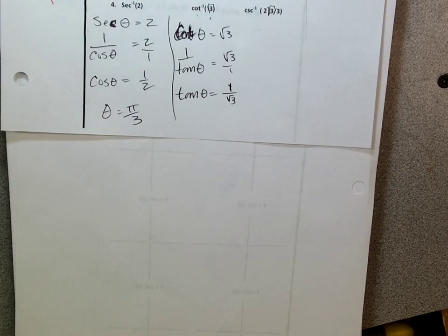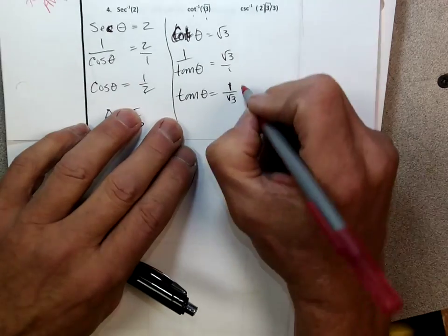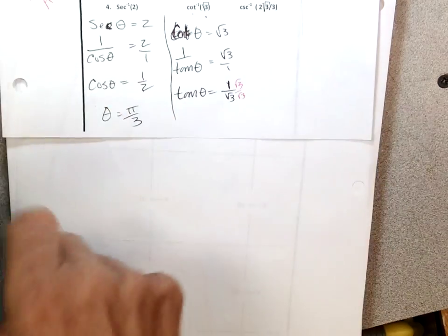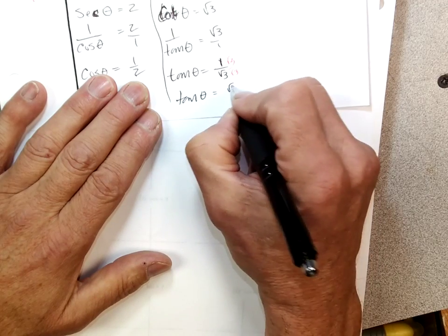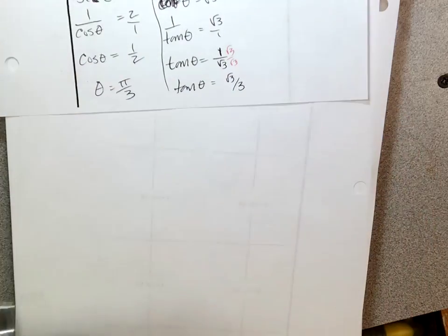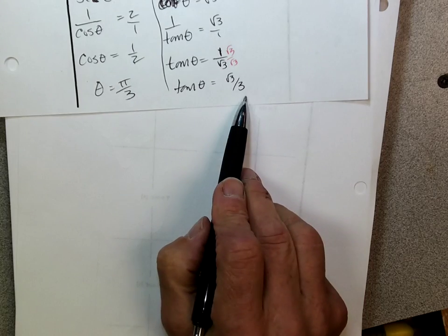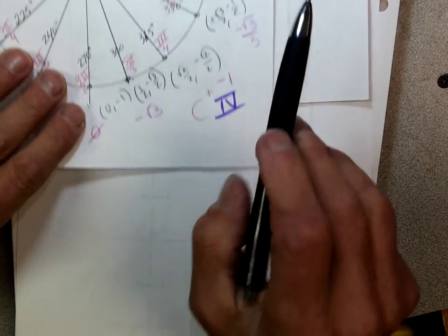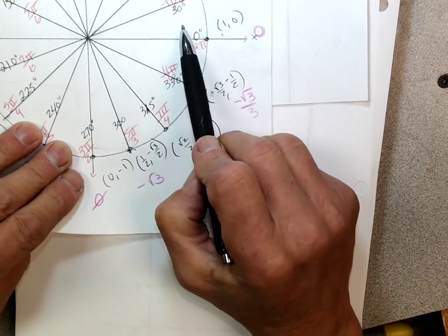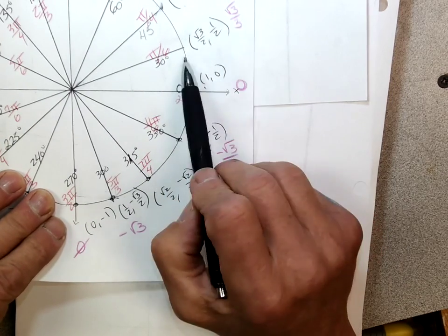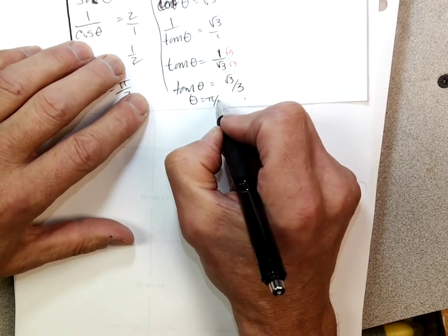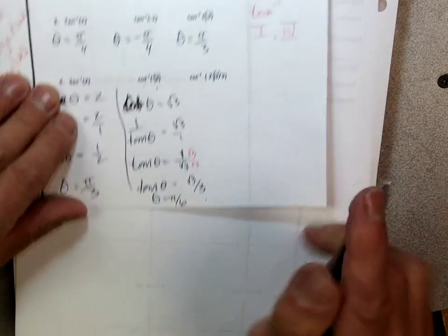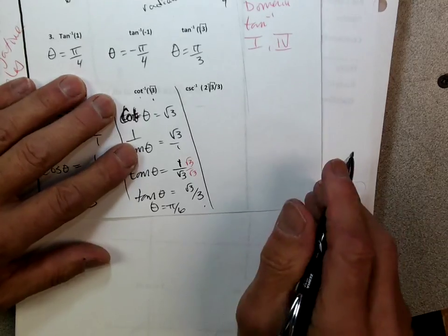That's not on the unit circle either, but if I rationalize it, multiplying by square root of 3 over square root of 3, I get tangent of theta equal to square root of 3 over 3, and that is on my circle. It's right there at pi 6, isn't it? Last one. I don't think I'll do the back, only because I've got to go next door. But let's do this one.